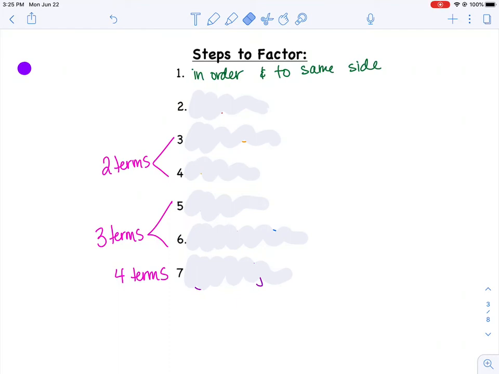Step number 2. Always, always, always look for a GCF first before you do any other type of factoring. Look for a greatest common factor. Factor that out first, and then you can continue on with the next few steps.